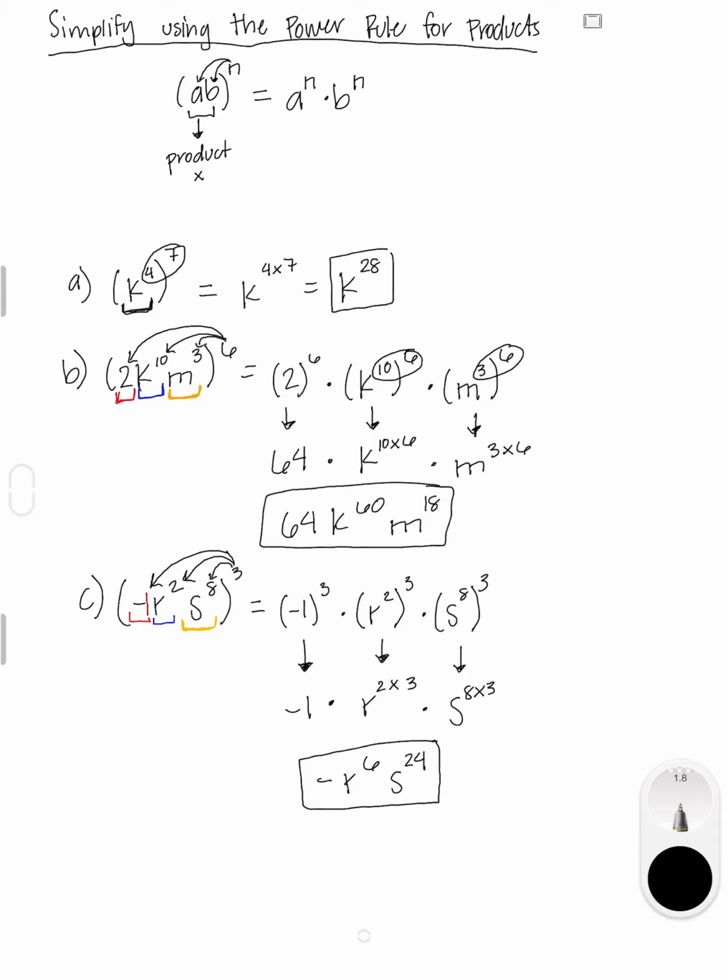Let's go ahead and try a last one. So we have negative 4 times 3tu to the second power. So for this one, let's keep in mind that this exponent 2, it's only affecting whatever is inside of the parentheses. So that exponent 2, it's not affecting the negative 4. So the negative 4 outside of the parentheses is going to be on the side. We're not going to distribute that exponent to the negative 4.